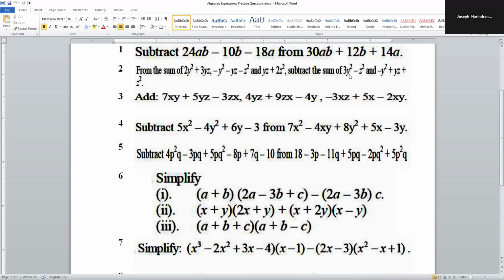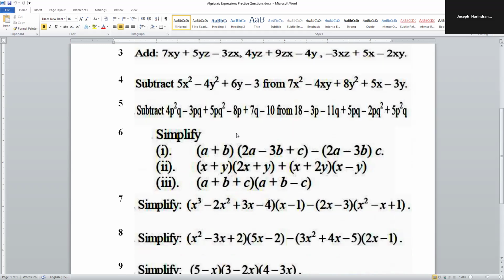Okay, then you can try that out. The next one is simply to add all the three. The fourth question is subtracting, as we did before. First you put 7x squared minus 4xy plus 8y squared plus 5x minus 3y, then minus, and you put the other expression within brackets. Then, as we did in the example, you can just go through. These are similar questions. You can simplify just like that.